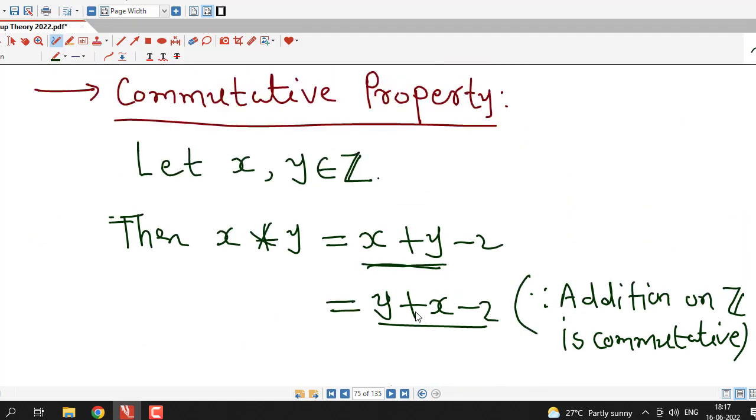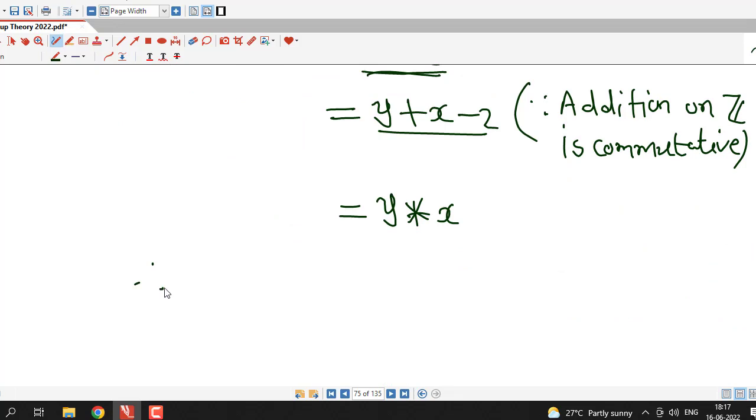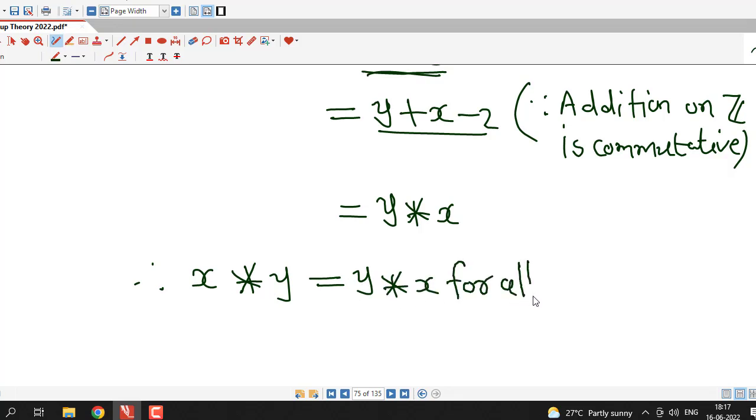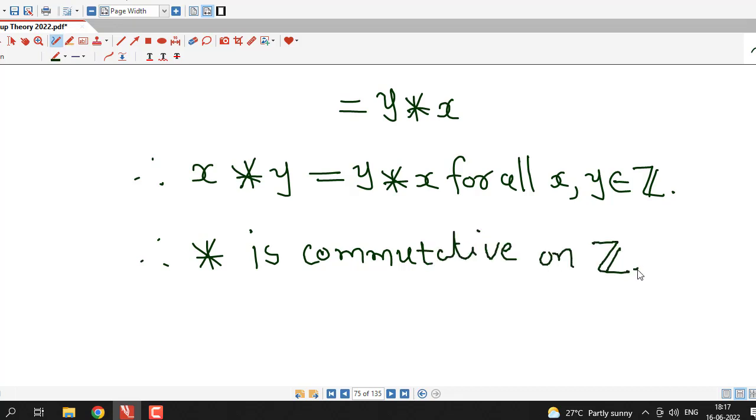So we have proved that if we take any two integers x and y, x star y equal to y star x. Therefore we write that x star y and y star x are equal for all x, y in the set of integers. Therefore we have proved that the operation star is commutative on this set of integers.